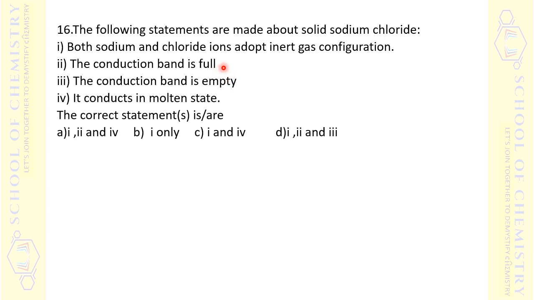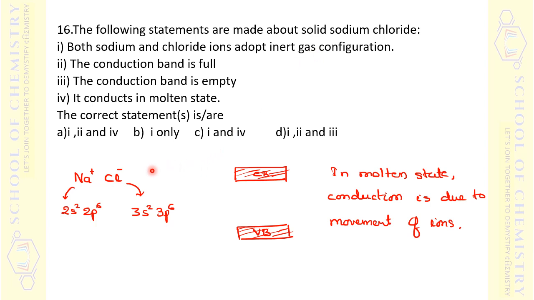So now with respect to sodium chloride, both sodium and chloride ions adopt inert gas configuration. Yes, in sodium chloride formation, sodium, when it forms Na plus, will become 2s2 2p6, that will be the noble gas configuration, and Cl will be forming Cl minus to form 3s2 3p6 configuration. Both these are noble gas configurations. Which noble gases, you just try to find it out, and therefore this first statement, yes, it is a correct statement. Both sodium and chloride adopt inert gas configuration, it is correct.